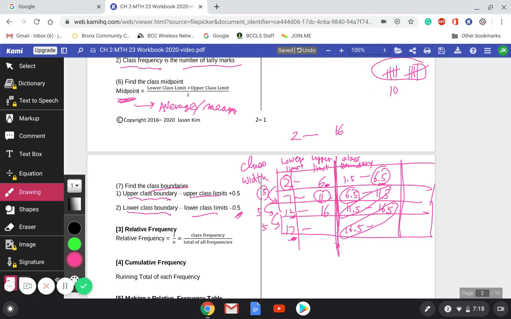So the first group that we usually put in the frequency table is the class limits. The second group of numbers that you usually put in is the class boundaries.